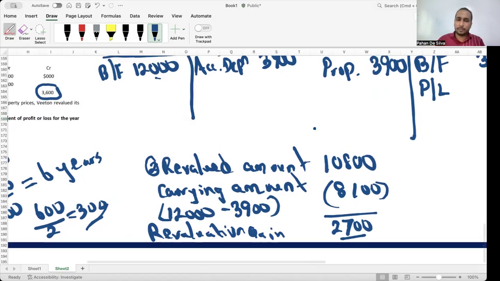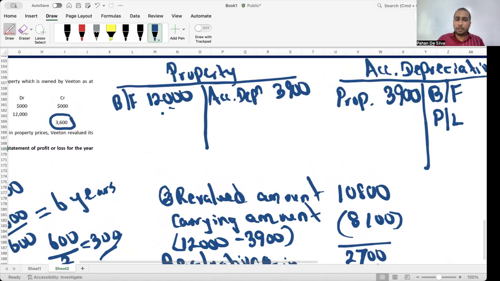How can we record this? Simply, you have to debit your property account 2,700. Revaluation gain is always a kind of increase in the asset. Therefore, we are debiting the property account and you have to credit the revaluation surplus. I am not showing the revaluation surplus here because it is not directly related to this question, right?